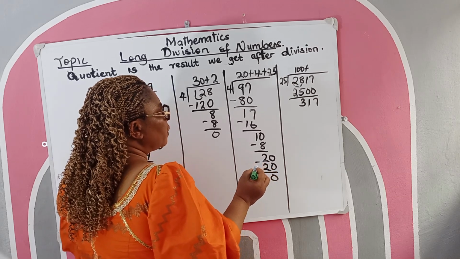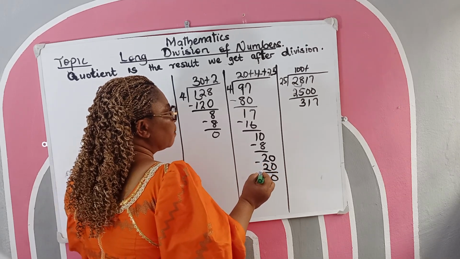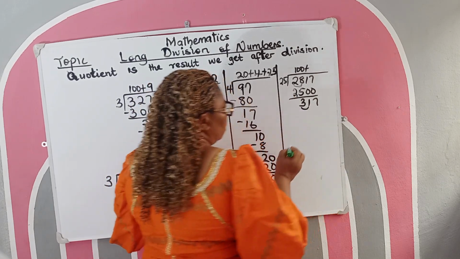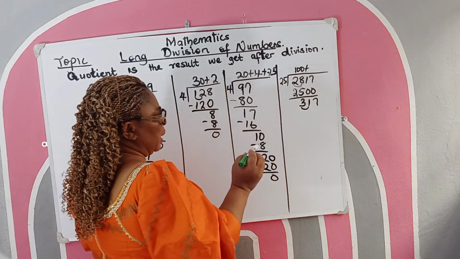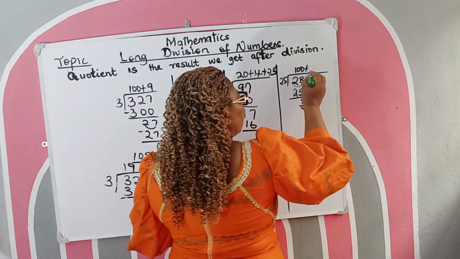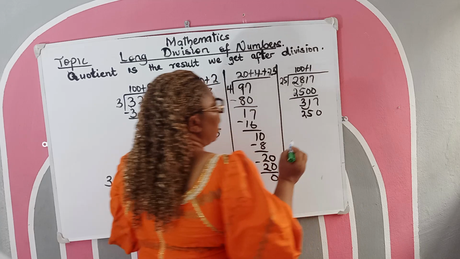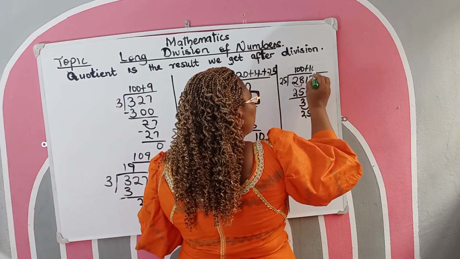Okay? We have 317. How many 25s can we get in these 2? We are not going to say all of them immediately. Only 1. So I write 1. 25 times 1 is 25. And there's a space here. I put 0. And I still put that 0 here.